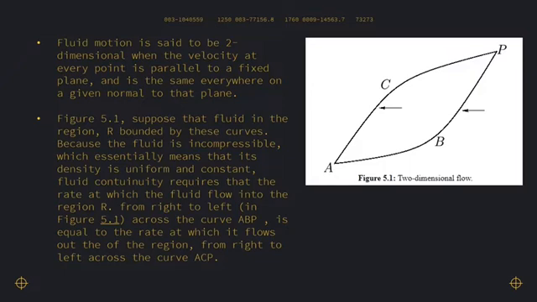Figure 5.1: suppose that the fluid in the region R, bounded by the curve, is incompressible, which essentially means that its density is uniform and constant. Fluid continuity requires that the rate at which the fluid flows into the region R from right to left across the curve ABP is equal to the rate at which it flows out of the region from right to left across the curve ACP.